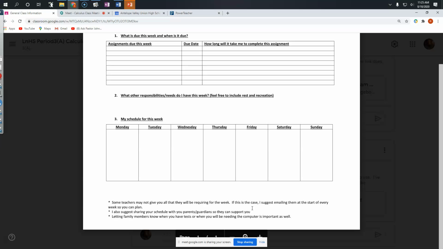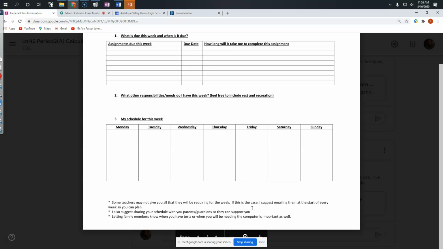Show them, hey, mom, dad, or whoever, this is my week. What do you need me to help you with this week so I can plan it in here? How can I move my schedule around your needs? It will help reduce a lot of family fights, a lot of family tension. They just need to know how you're going to be functioning in their home.